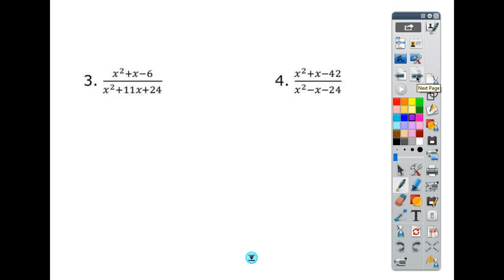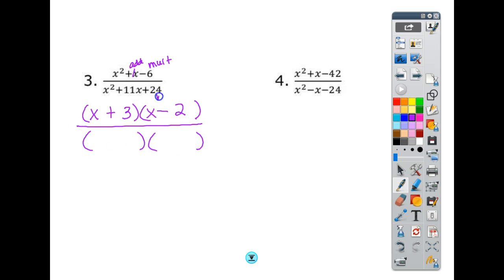Okay, let's work this one real quick. What does this multiply to? What multiplies to negative 6 that adds to a 1? What are the multiples of 6? 2 and 3 or 6 and 1? Who's going to make a 1? The 3 and the 2. It needs to be a positive 1, so who gets the positive? The 3. Okay, in the denominator, what multiplies to 24 that adds to 11?